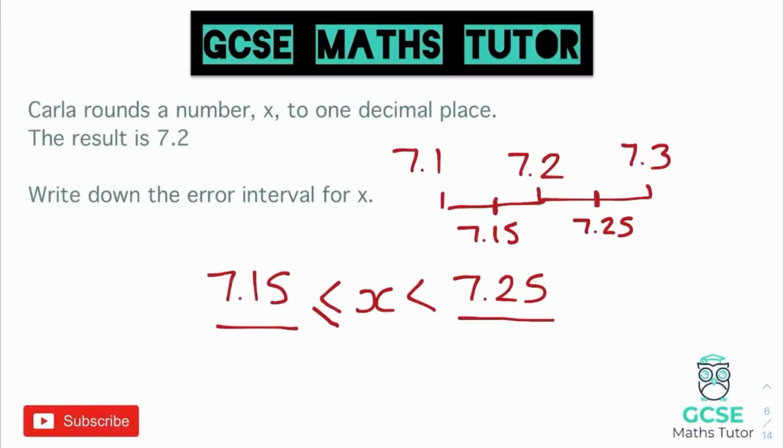So we don't put an equal to symbol with that inequality, so we're going to leave it how it is, and that just means it's got to be less than 7.25. So there we go, that's looking at error intervals.